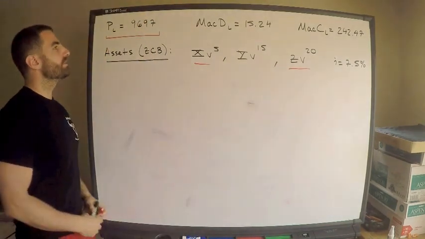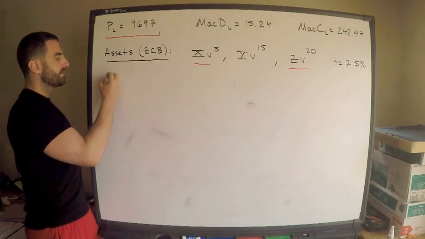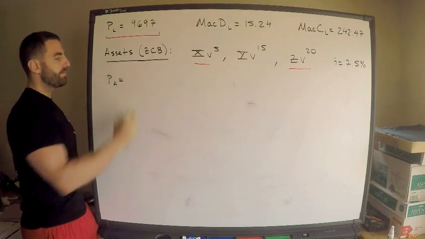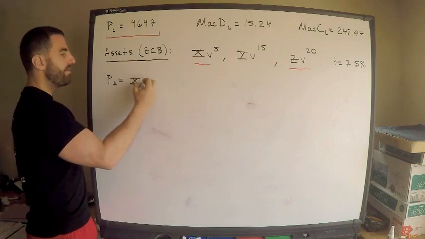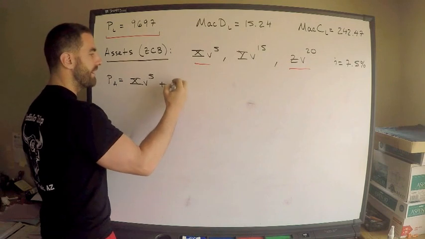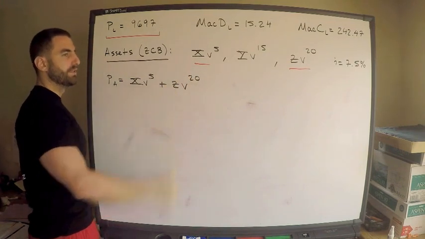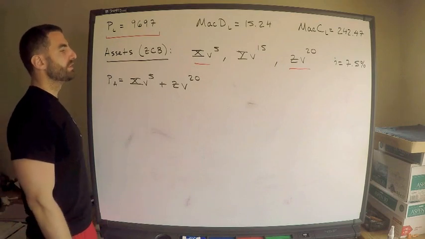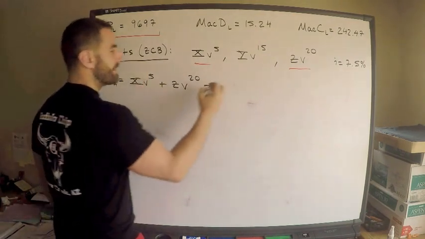So let's write this down. Let's first write down the price of my assets. P sub A, the price of my assets. Well, I have this 5-year zero coupon bond with redemption value of X, plus I have this 20-year zero coupon bond with redemption value of Z. So there's my price. And we know that this must equal 9697.